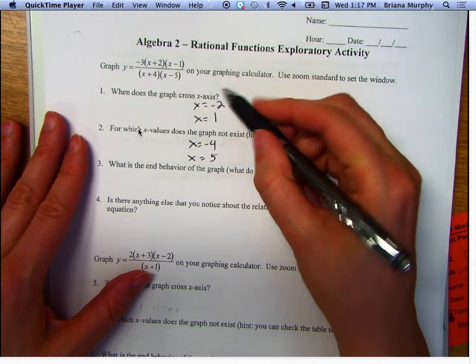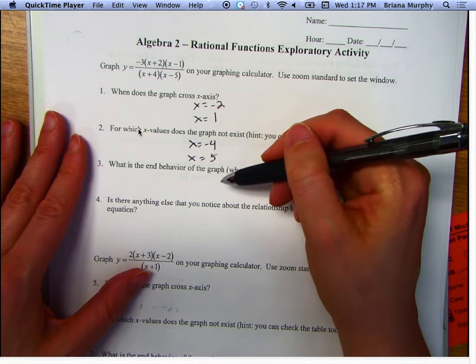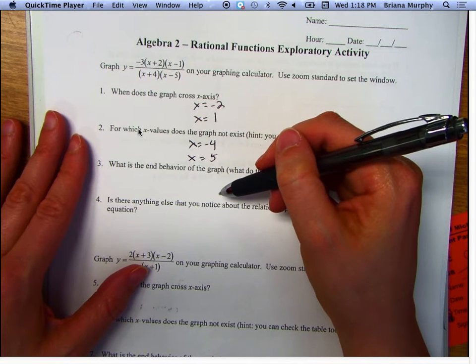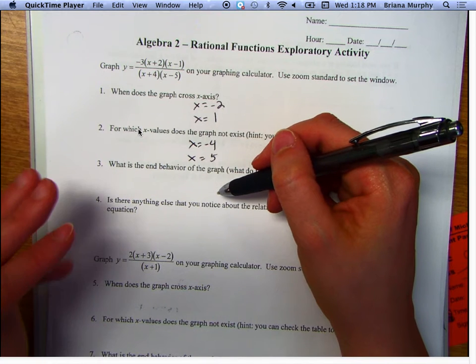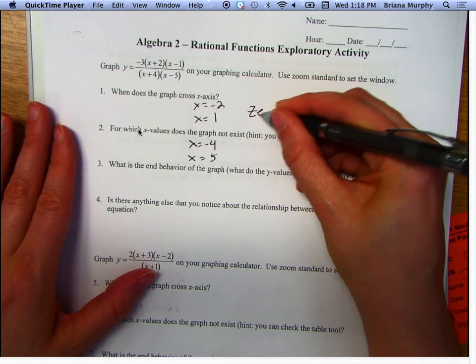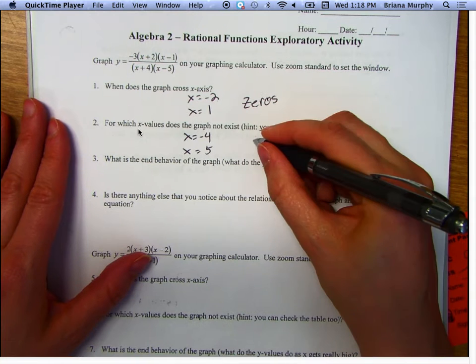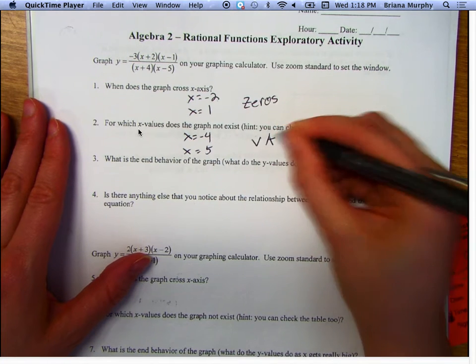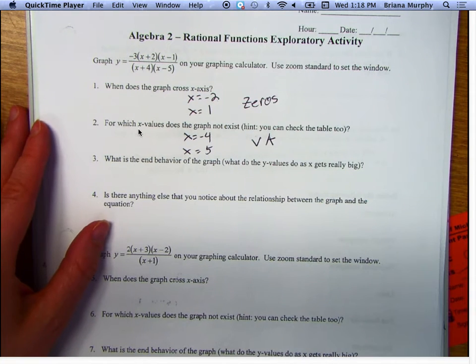I'm going to tell you right now, we're going to get really picky about you putting the x equals. So if you didn't do that, you might want to change it because we're going to get really picky on quizzes and tests. This right here is the zeros, or the roots. This right here is your vertical asymptotes. I'm just going to put VA for vertical asymptote.